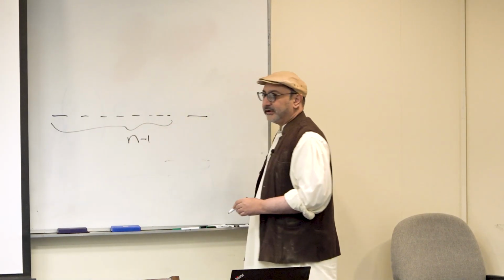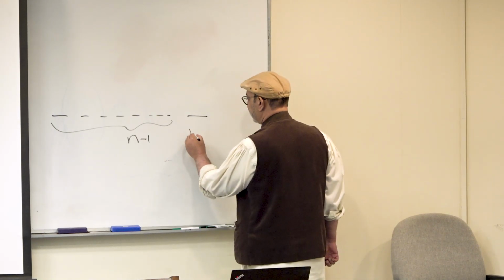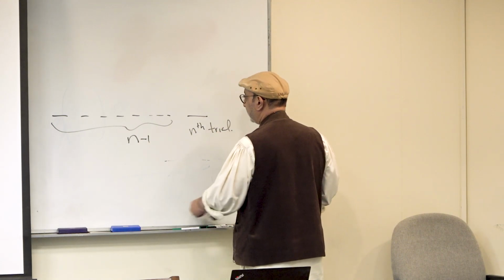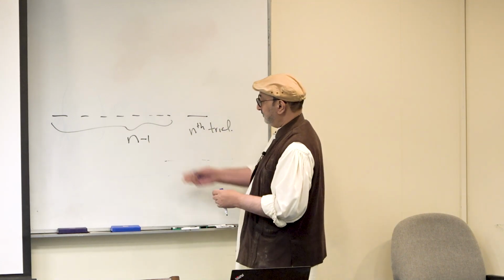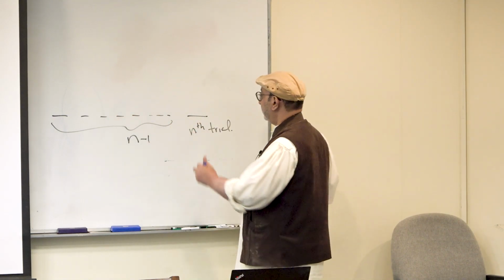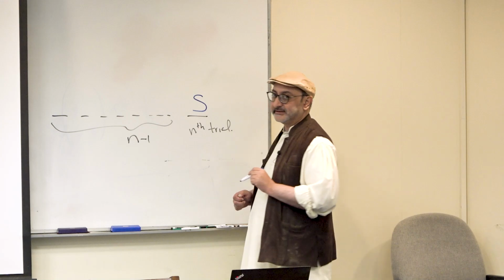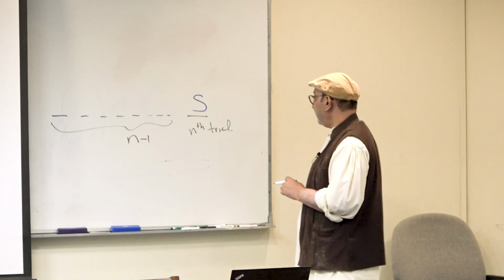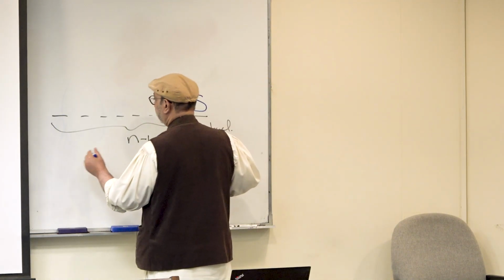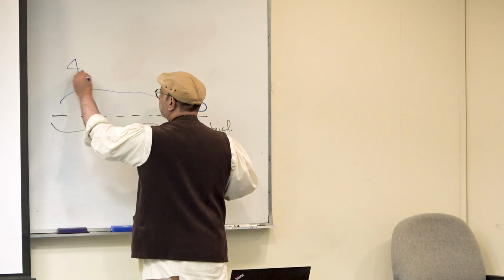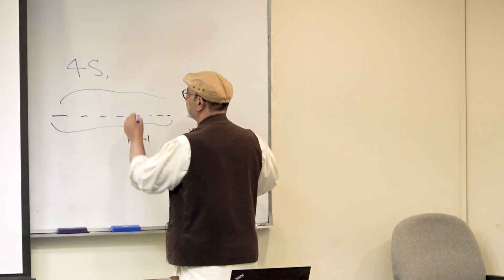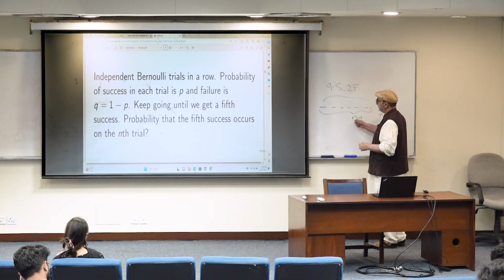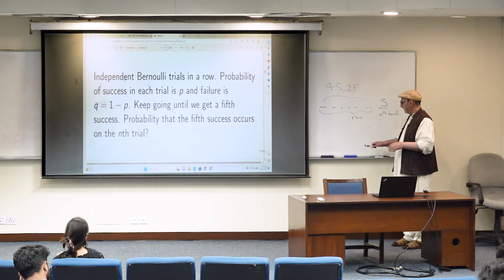There are n minus 1 trials, and then there's the nth trial. We have the 5th success should occur on the nth trial, right? So that means I need, over here, 4 successes, and all the failures, 2 failures, should be arranged in any way.